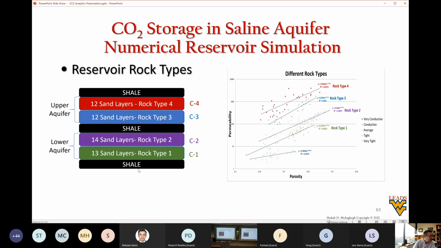As you know, there are 3 sections. Of the 24 on the top, 12 were rock type 4, which you see here, 12 in the middle, C3 here, that's rock type 3, and on the bottom, we got 14 in C2, 13 in C1, rock type 1.